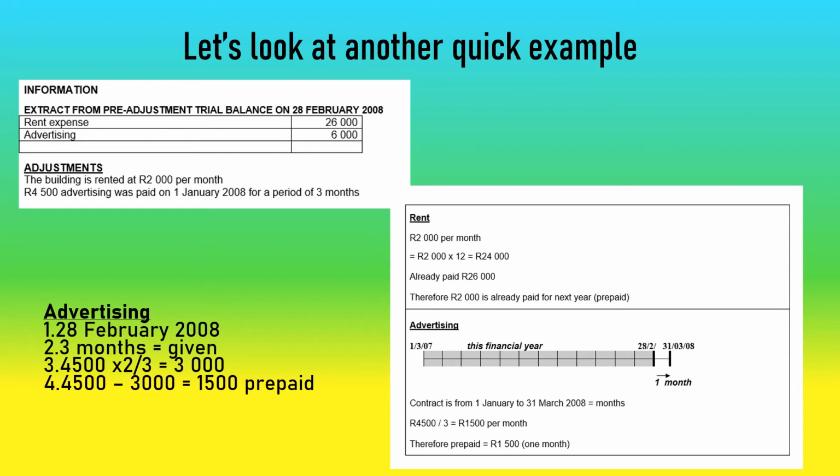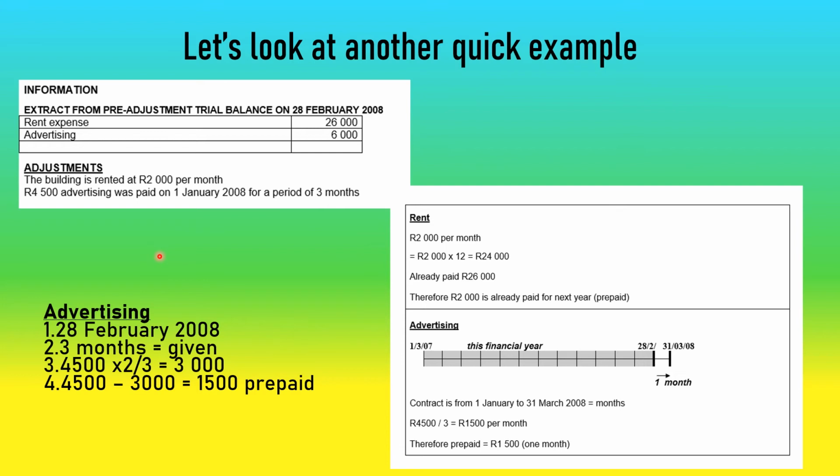Let's look at another quick example. In this example, we will be looking at rent expense and advertising. Let's first do advertising. Let's determine the year end. Year end is the 28th February 2008. Number 2, how many months have you paid the expense for? 3 months. This is already given to us in the question.